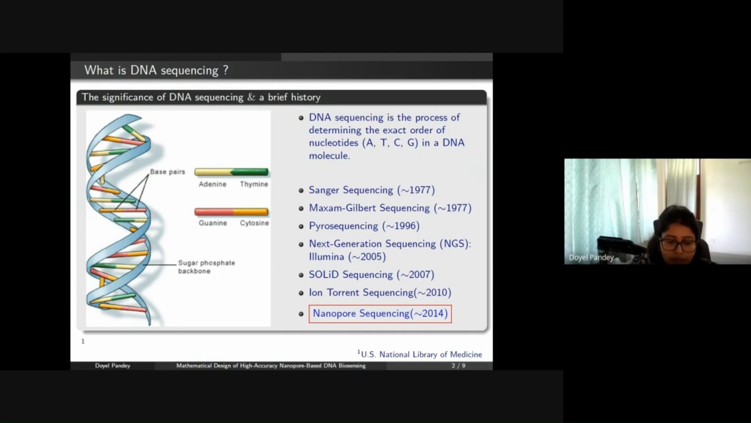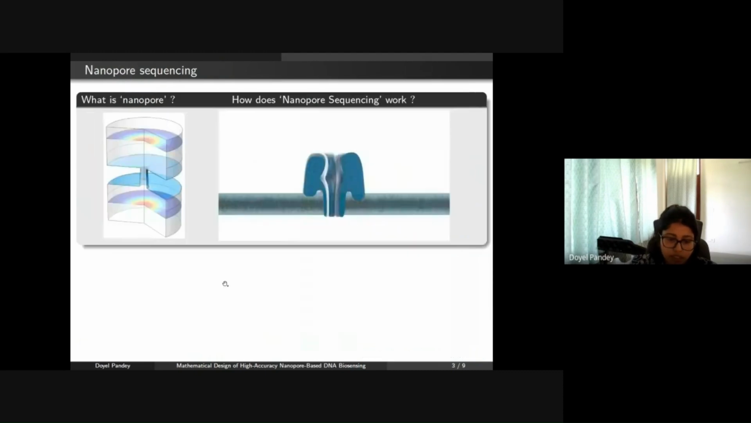On the other hand, the latest advancement, nanopore sequencing, offers several unique advantages. It enables long-read sequencing, produces data in real time, and requires relatively compact instrumentation. Because of these advantages, nanopore sequencing is becoming increasingly important in both research laboratories as well as in clinical diagnostics. So, before discussing our project, let me briefly explain the basic principle of nanopore sequencing.